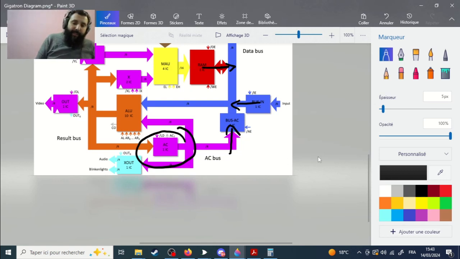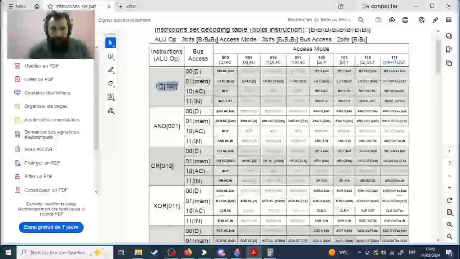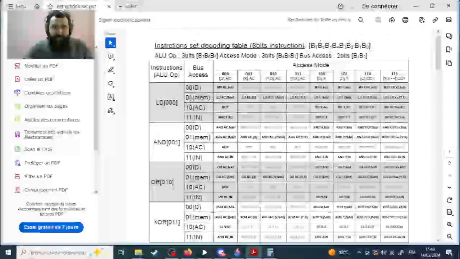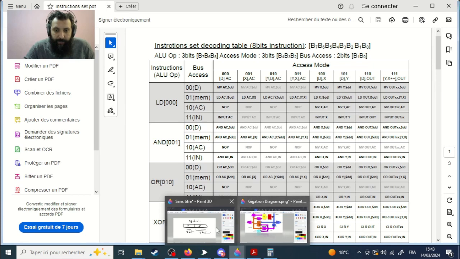The accumulator is a special register. This is the register that contains the A operand of each instruction. Each instruction, whatever the instruction you choose, we have multiple instructions here. Each instruction has the A operand. Do you remember what an operand is?